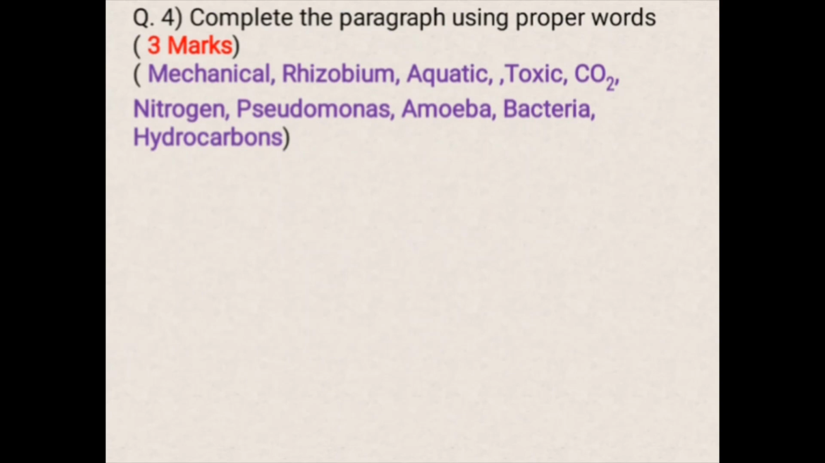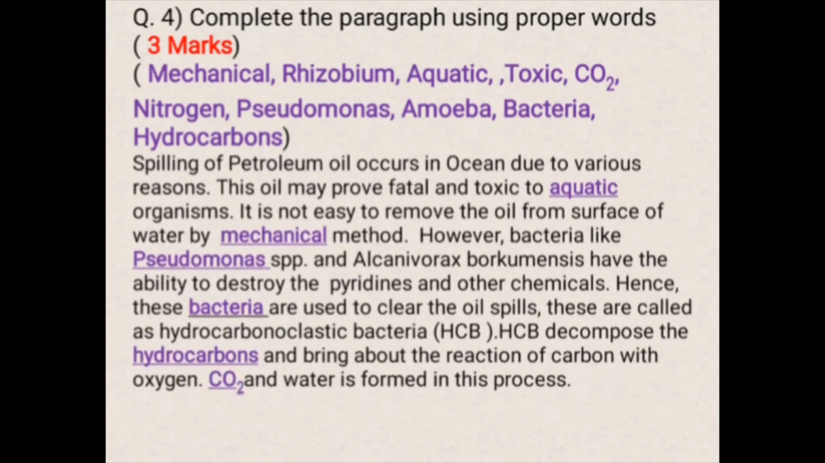Complete the paragraph using proper words. This was asked for 3 marks. Let's see the answer. Spilling of petroleum oil occurs in the ocean due to various reasons. This may prove fatal and toxic to aquatic organisms. It is not easy to remove the oil from the surface of water by mechanical method.